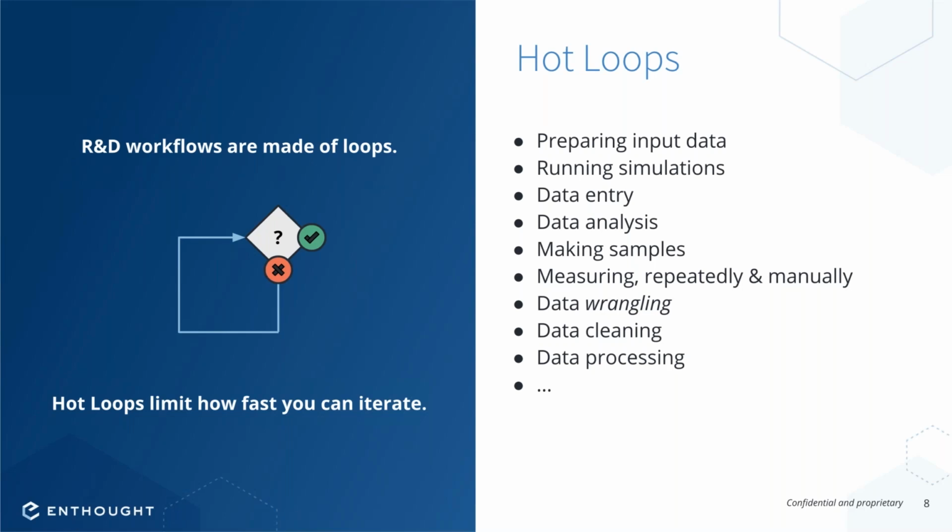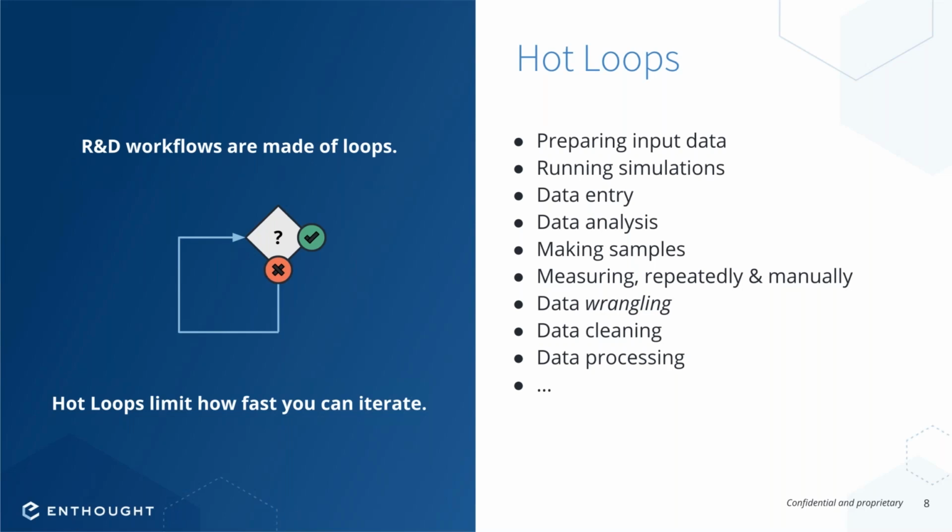So on the right, I have examples of things that may be done at each step. It might be preparing input data for simulation, running and waiting for the simulation to complete, doing data entry after a measurement, analyzing that data, making samples, measuring those samples or the experimental results, often repeatedly, often in a manual manner. What we're calling data wrangling, in the sense of getting data from different machines, from different databases, from different places, bringing it all locally, either in a centralized place or on your computer for further analysis, then often cleaning that data, processing that data, etc.